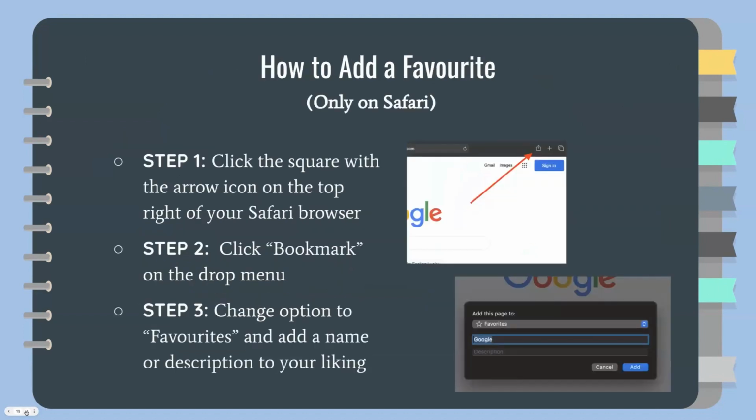But how do you add a favorite on Safari? Well, first, click the square with the arrow icon on the top right of your Safari browser. Step 2, click Bookmark on the drop-down menu. And step 3, change the option to Favorites and add a name or description to your liking.